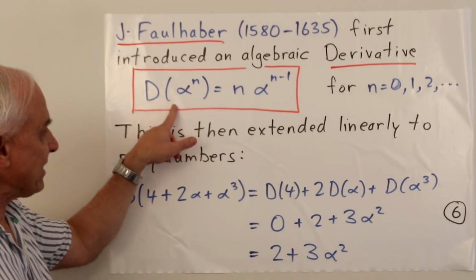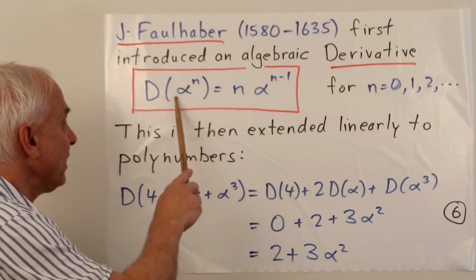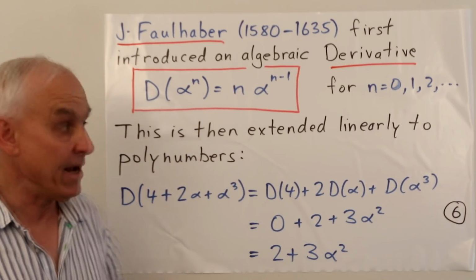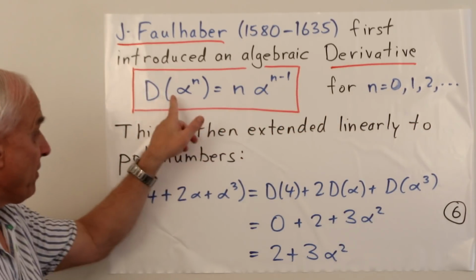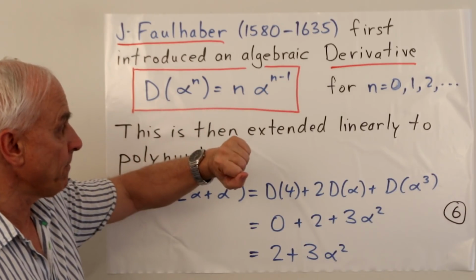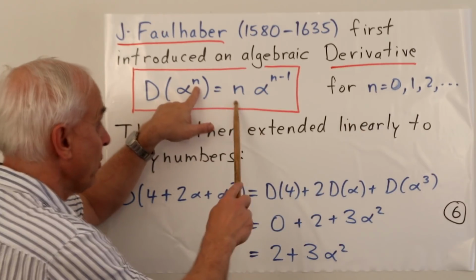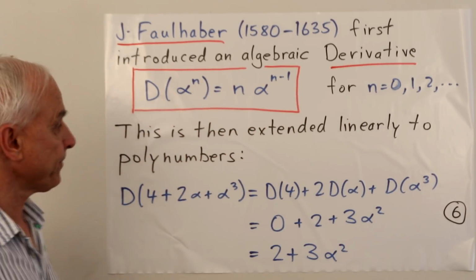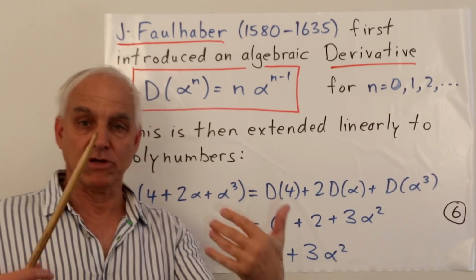Okay, so here's the basic definition of the Faulhaber derivative. If you look at the polynumber alpha to the n, where n is a natural number, 0, 1, 2, etc., then the derivative of that is n times alpha to the n minus 1. With the interpretation that when n happens to be 0, this 0 coming down here means that the whole thing is 0. This is then extended linearly to polynumbers more generally.